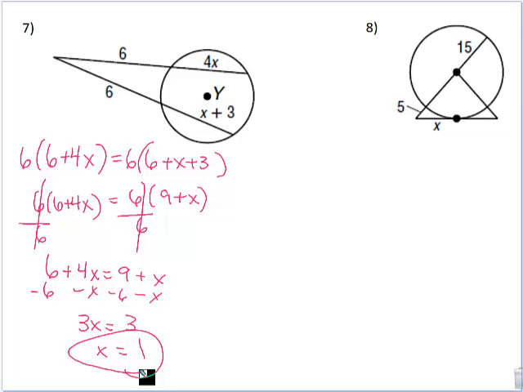Okay, how about the next one? 5 plus 15. No, not 5 plus 15. Not 15 minus 5, nope. Look carefully at where the 15 is labeled. Yeah, 15 is not the whole way across the circle, it's just the radius. So what would be the whole way across the circle? 30, yeah. So that whole way would be 30.